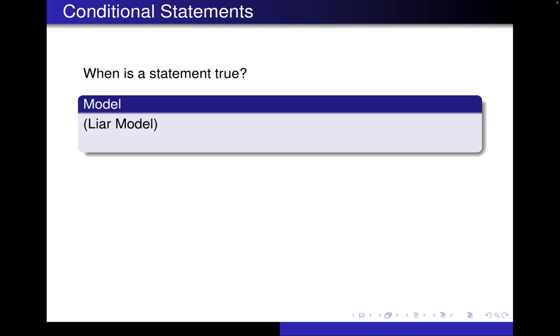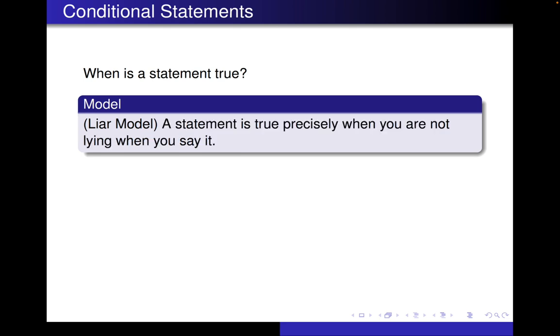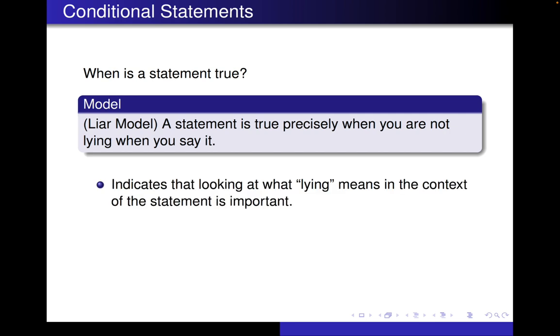Well, here's a good model for understanding when a statement is true. I call it the liar model. What it says is that a statement is true precisely when you are not lying when you say it. And I like saying it this way because it helps us understand things in a way that maybe we don't when we think of this as some sort of truth, purity kind of thing. So, first of all, looking at what lying means in the context of the statement is important for figuring out when a statement is true and when it is false.